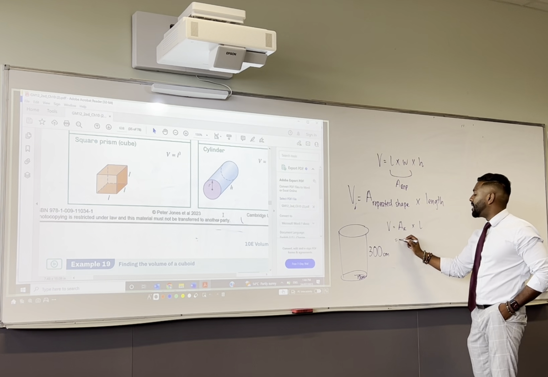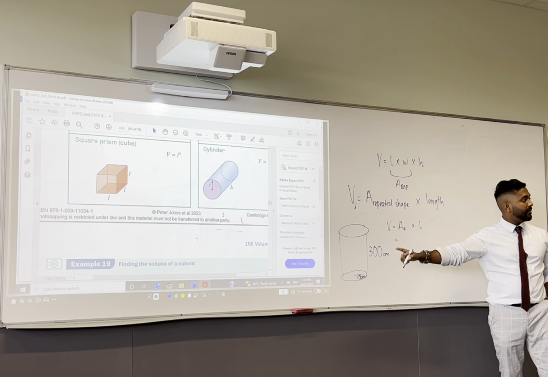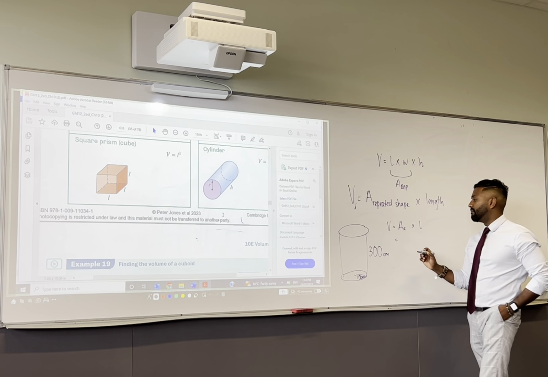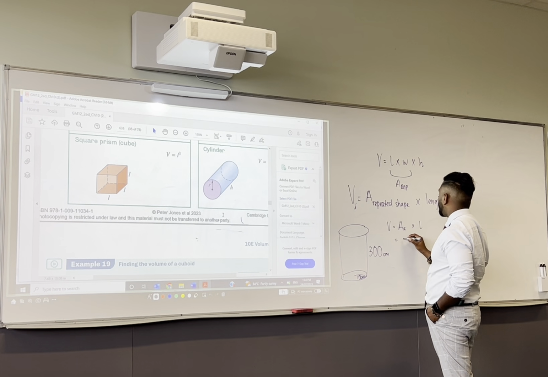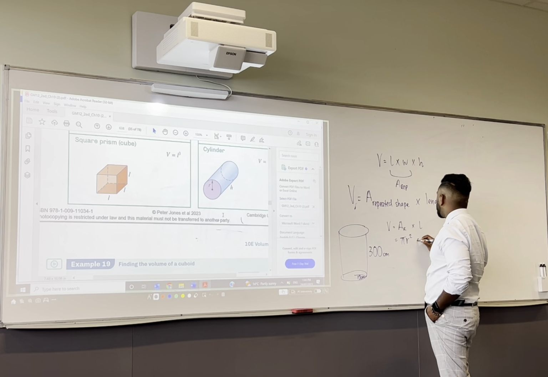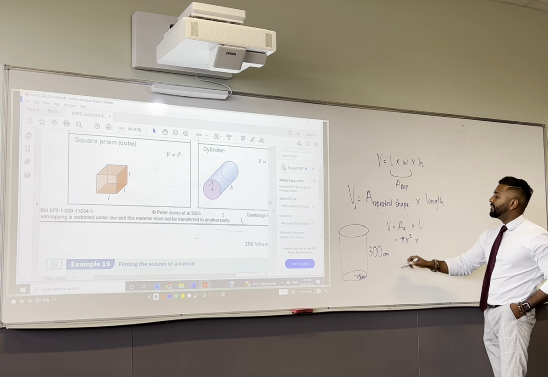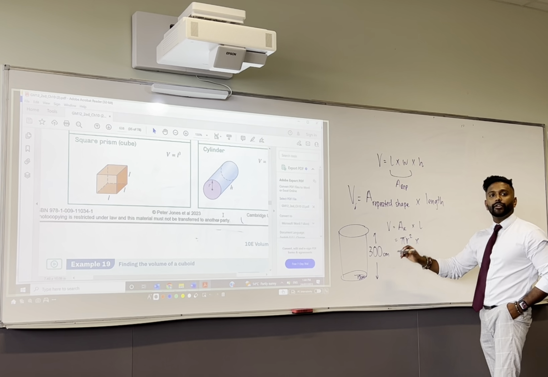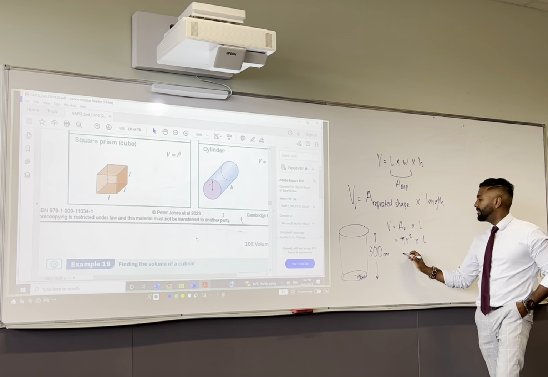What's the repeated shape here, Elliot? Circle. Right. So what's the formula for the area of a circle? Pi r squared times the length. You could use length or you could use height. I'm going to use length.